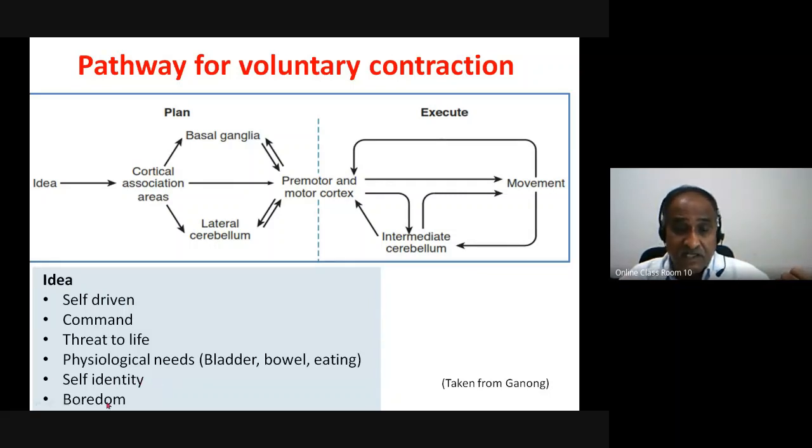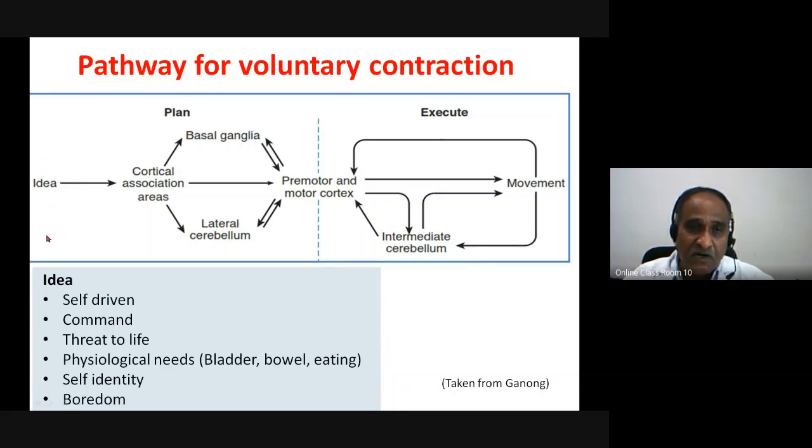So that's self-identity. Then voluntary actions are voluntary contractions, because sometimes there is boredom, and in that boredom you will try to involve yourself in voluntary actions. So now, whatever these six places I have mentioned, they all lead to this idea formation. Now, from this idea, it will reach the cortical association area, especially the motor association area. This idea comes from the prefrontal cortex.